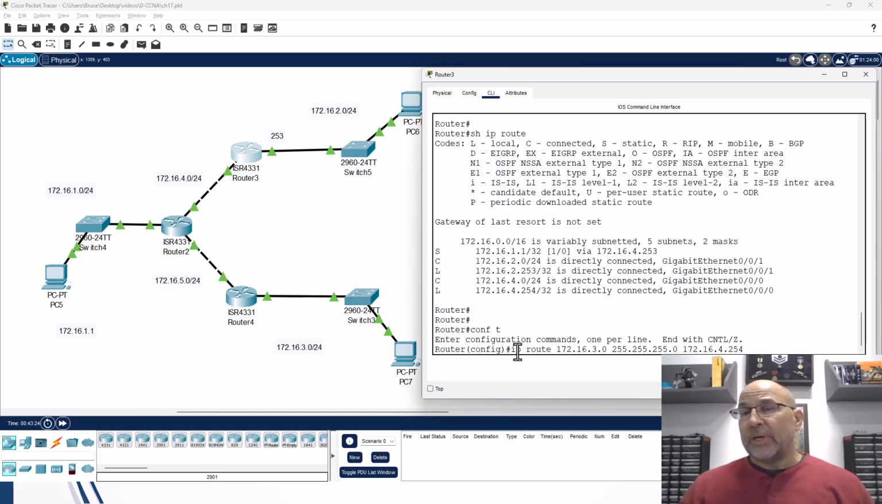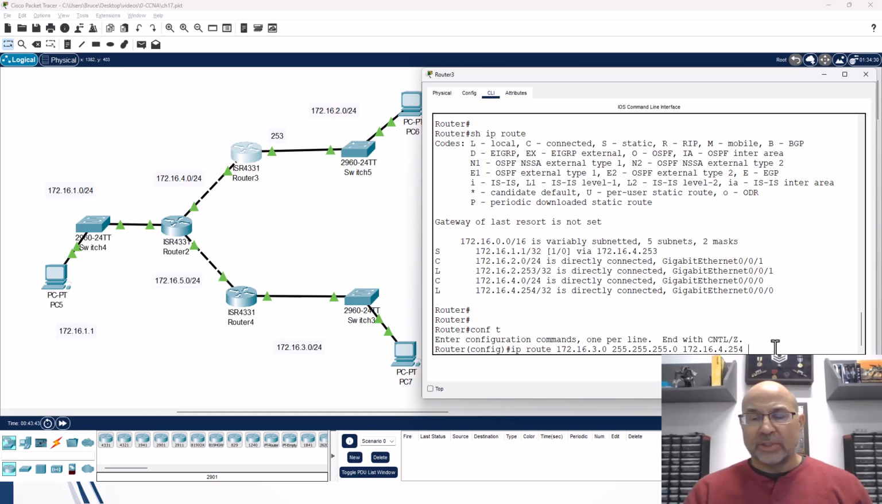Now, that would be fine. I could just leave it right there. But what if there was another pathway that I wanted to use most of the time? And if that pathway was available, I'll use it. And if the pathway wasn't available anymore, I would use this one that I'm entering in here. In other words, I'm using that floating static route.